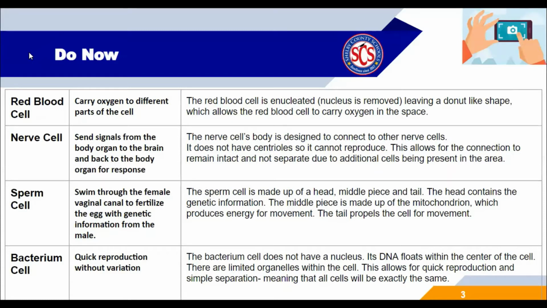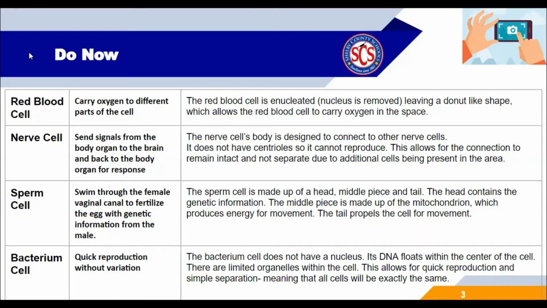We know that the red blood cell carries oxygen to different parts of the cell. We also know that the red blood cell does not have a nucleus. The nucleus was removed, therefore leaving it with a donut-like shape, allowing it to carry the oxygen.